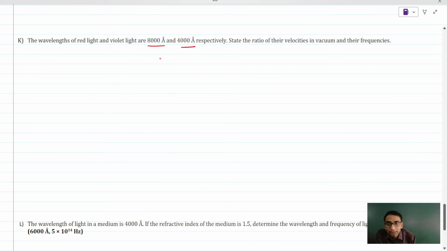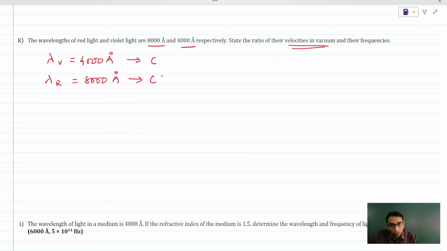So we have two wavelengths, violet light, 4000 angstrom, and red light, 8000 angstrom. Correct. Velocity is in vacuum, so no matter which color you take, the speed of light in vacuum is always c. So if you find out the velocity of violet light to the velocity of red light, speed in vacuum, it is C upon C. Answer is 1:1 always. Now, the frequencies.